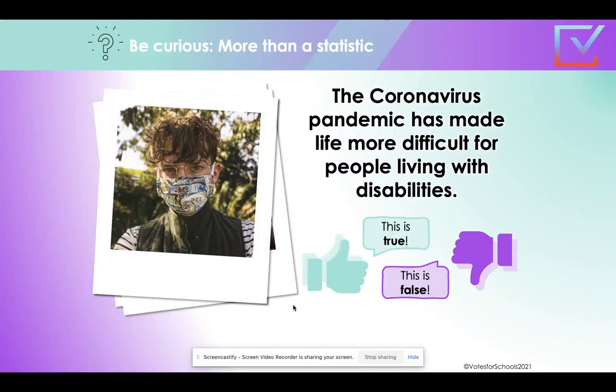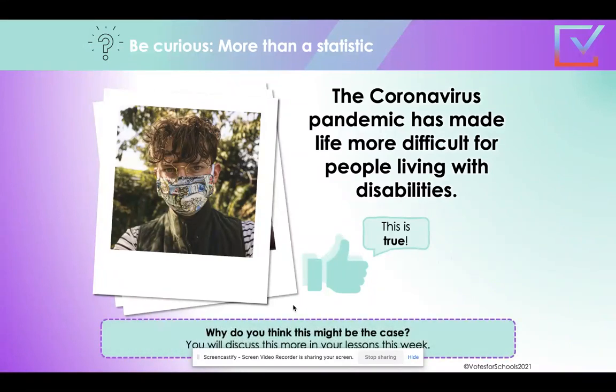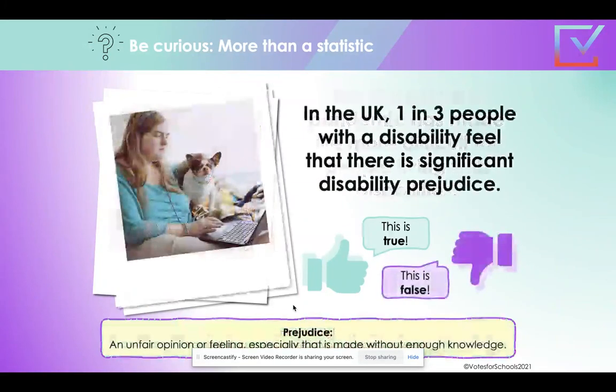The coronavirus pandemic has made life more difficult for people living with disabilities. Thumbs up if you think this is true, thumbs down if you think this is false. This is true. Why do you think this might be the case? In your session tomorrow, we're going to look at this in a little bit more detail.